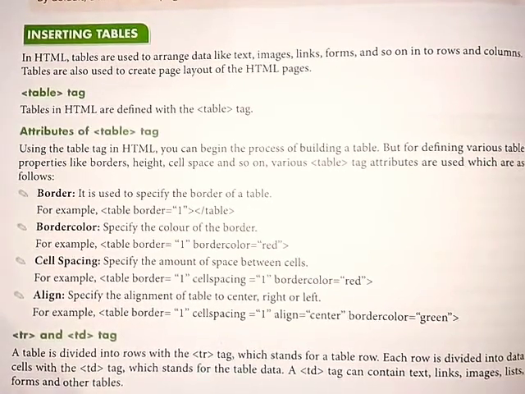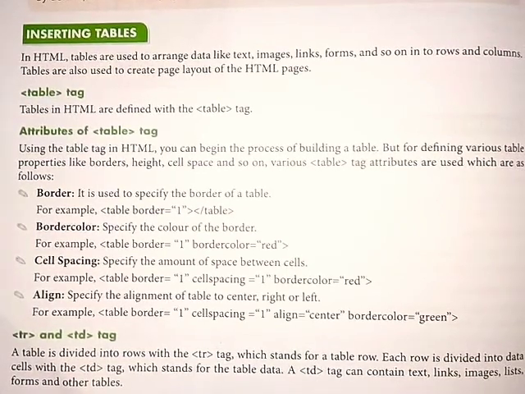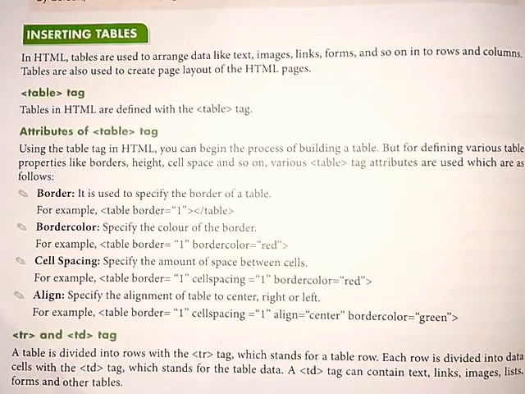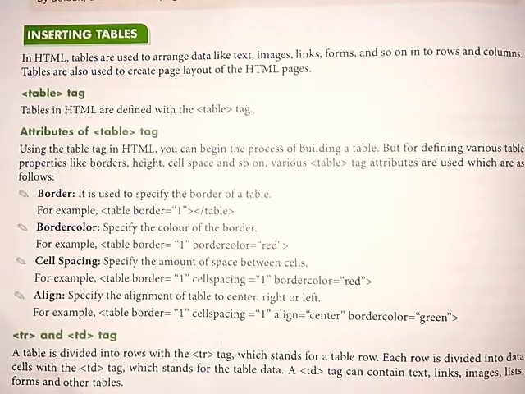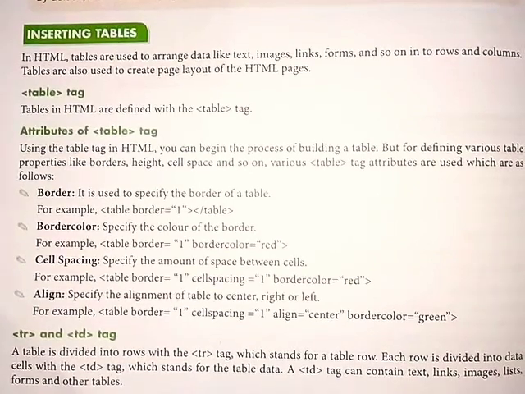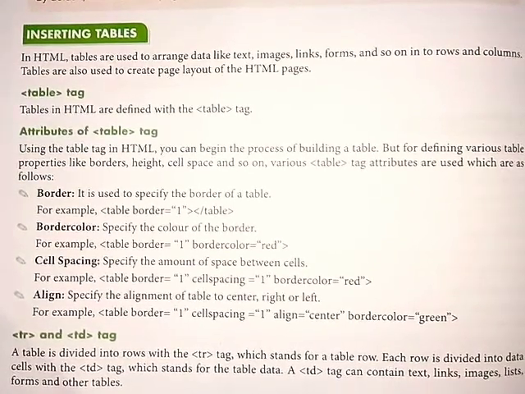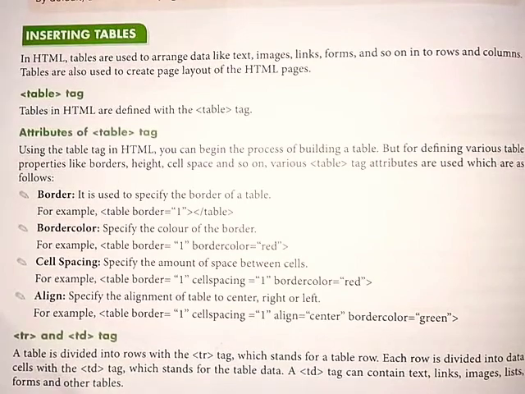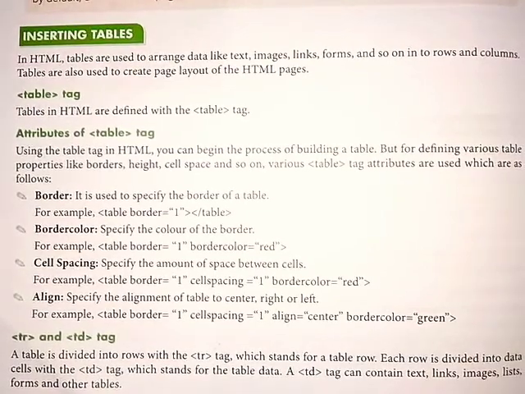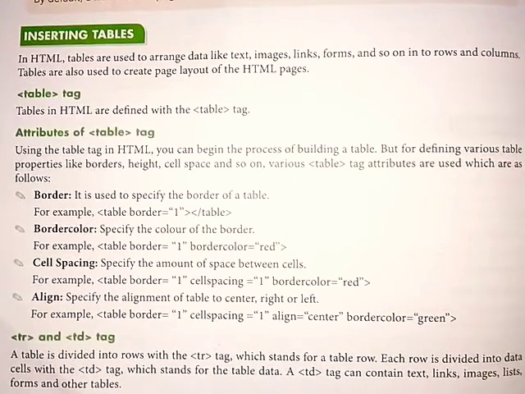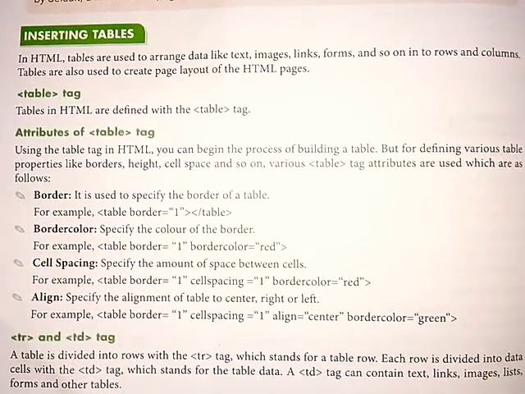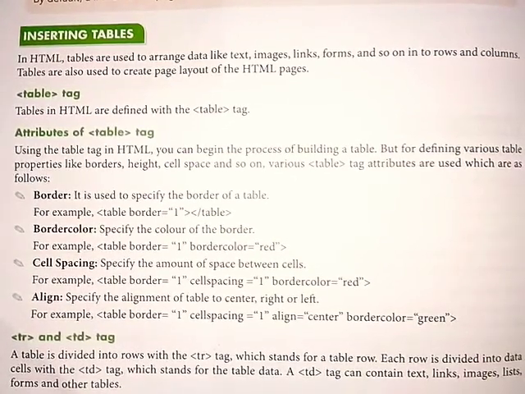Cell spacing. Specify the amount of space between the cells. For example, <table border="1" cellspacing="1" bordercolor="red">. Align. Specify the alignment of table to center, right or left. For example, <table border="1" cellspacing="1" align="center" bordercolor="green">.